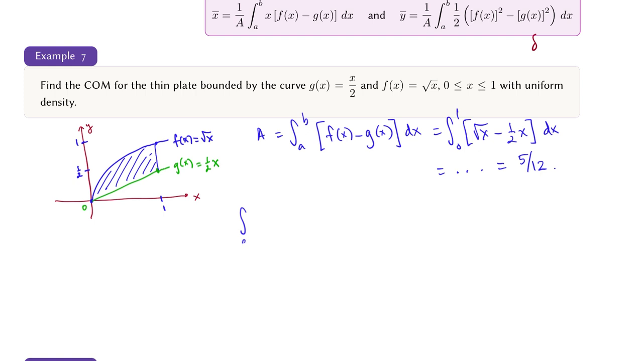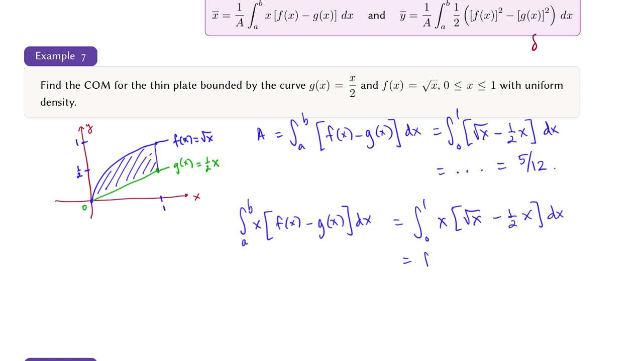The moment about the y-axis is the integral from a to b, x times f of x minus g of x dx. So that is the integral from 0 to 1, x times square root of x minus 1/2 x. Multiply x out, we have the integral from 0 to 1, x to the 3/2 minus 1/2 x squared dx. Integrate this, we will get 7 over 30.